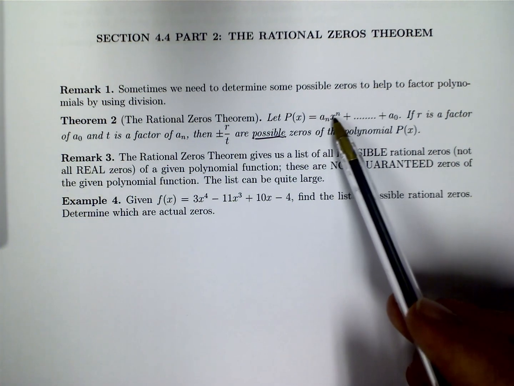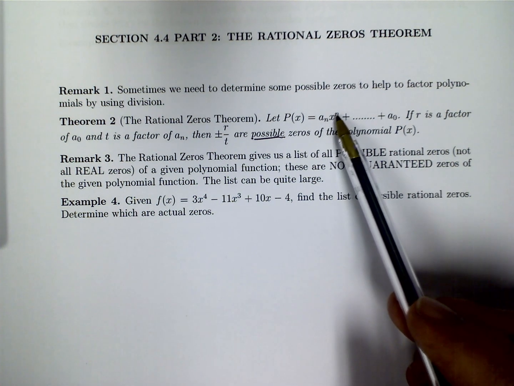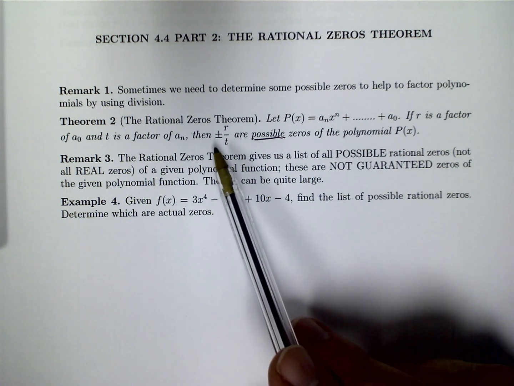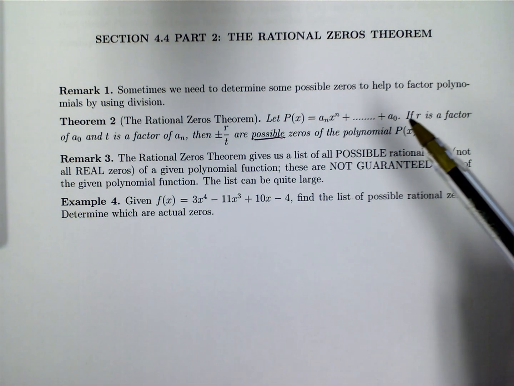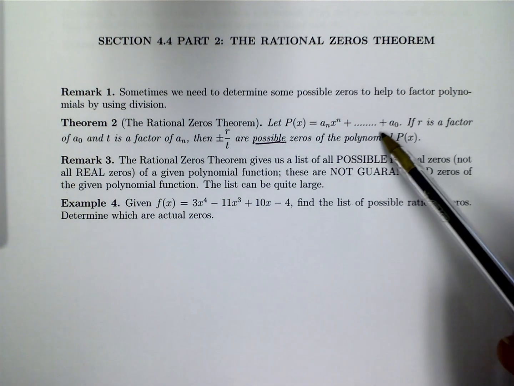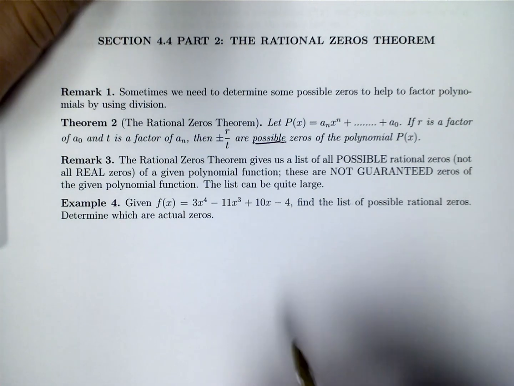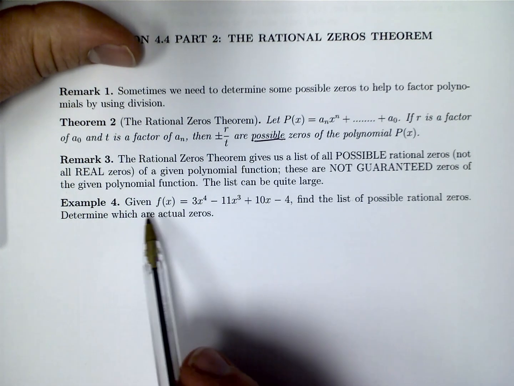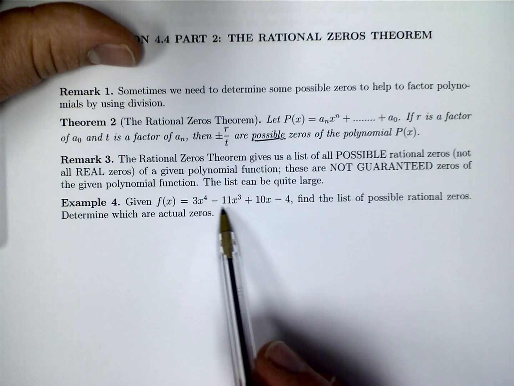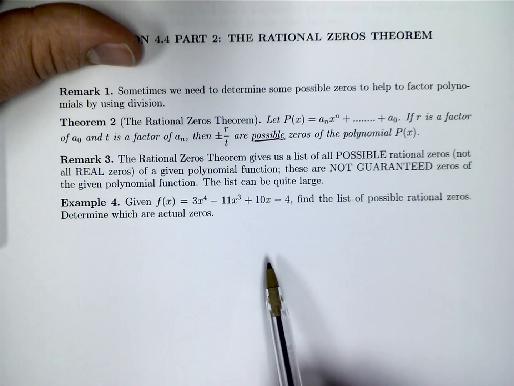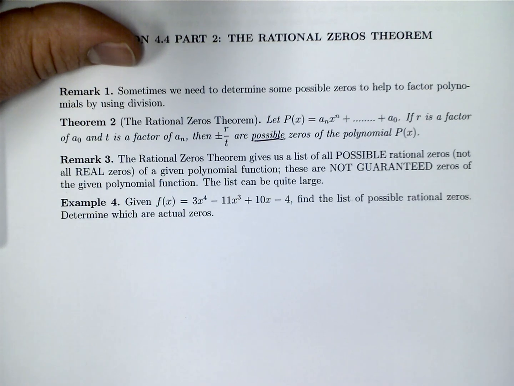In fact, you can only ever have at most n zeros. You can't have more than that. And the list that we could make could far exceed the number of actual zeros. So, let us look at this. Given f of x equals 3x to the fourth minus 11x cubed plus 10x minus 4, let's find a list of rational zeros and determine which are actual zeros.